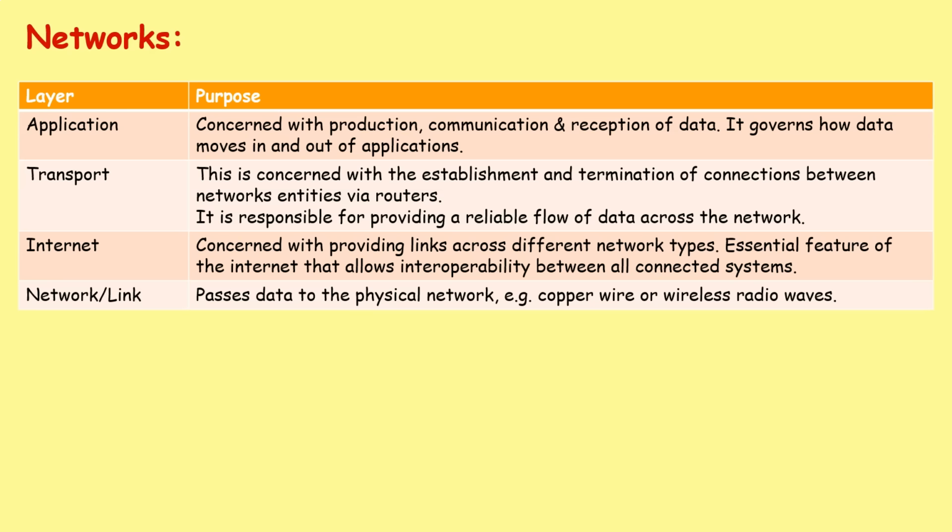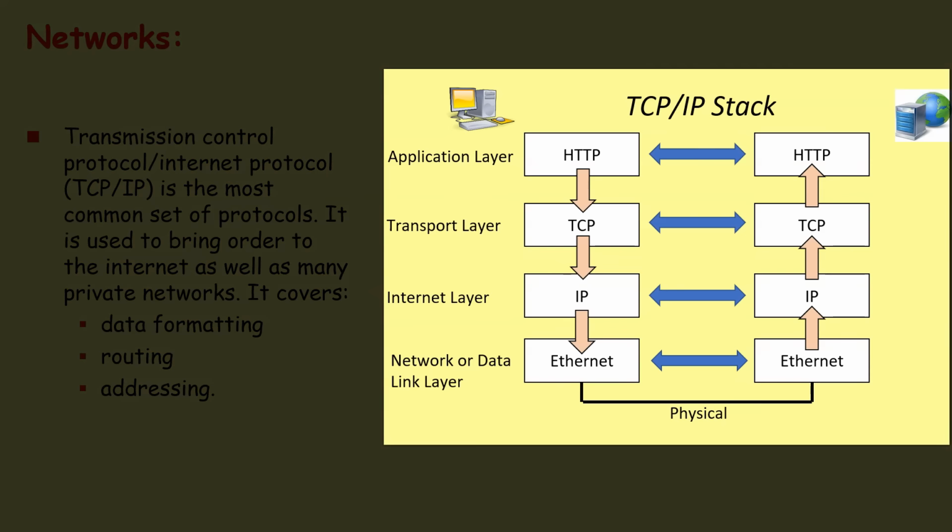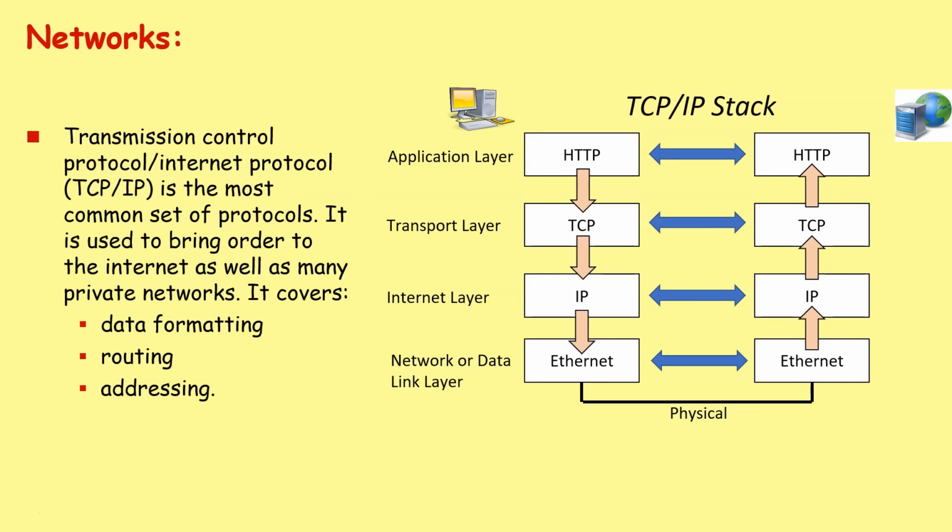So again, TCP/IP is the most common set of protocols. It's used to bring the internet all together as well as private networks. It basically allows you to get data from point A to point B nice and easily. And you can see the idea is we've got the application layer, transport layer, internet layer, and then the bottom layer here. But we can have different protocols in different layers.